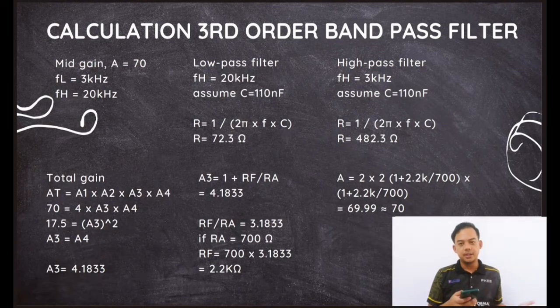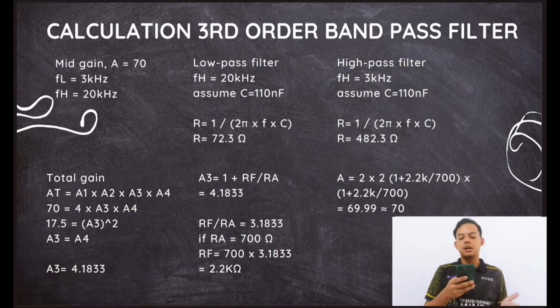I will explain about the calculation of the third order band pass filter. The given mid gain A is 70, low cut-off frequency 3 kHz, and high cut-off frequency 20 kHz. For the low pass filter, high frequency 20 kHz, we assume capacitor C is 110 nanofarad, and we use the formula 1 over 2 pi multiplied by frequency multiplied by capacitor. So we got a resistor of 72.3 ohm.